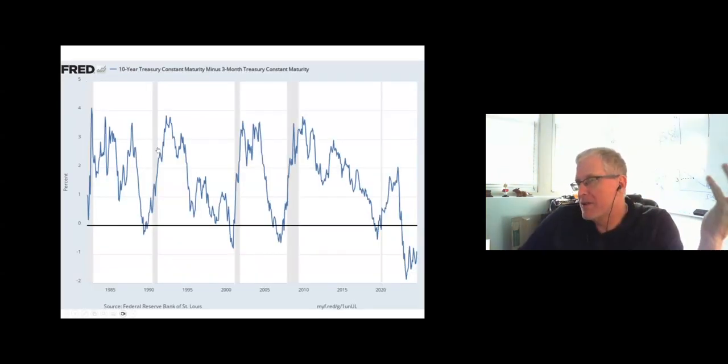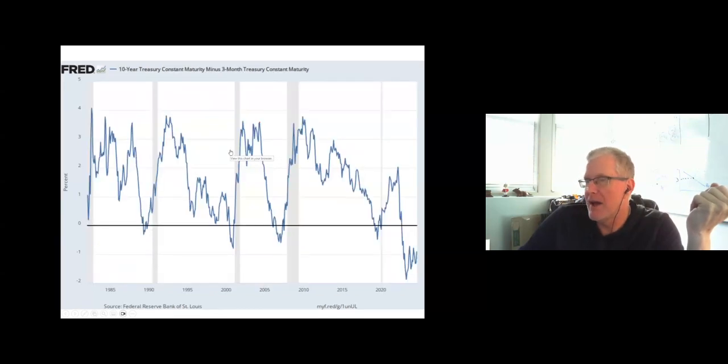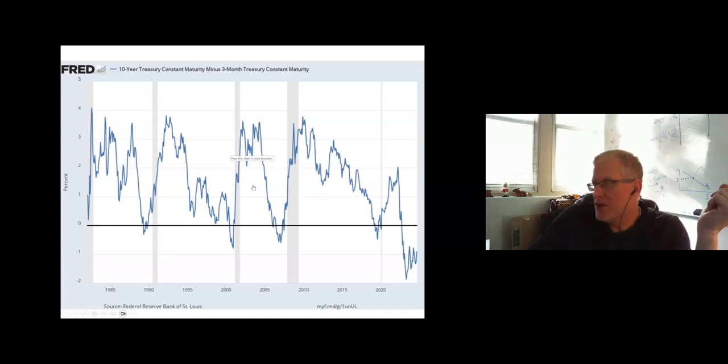One of the very famous things to do is to look at the 10-year relative to the 3-month and take the 10-year rate and subtract the 3-month. So that is basically taking the space between these two, right? The 10-year is the red and the 3-month is the blue. So 10-year minus the 3-month and just plot it. And you can see here that it goes below zero right before these shaded areas. The shaded areas are recessions.